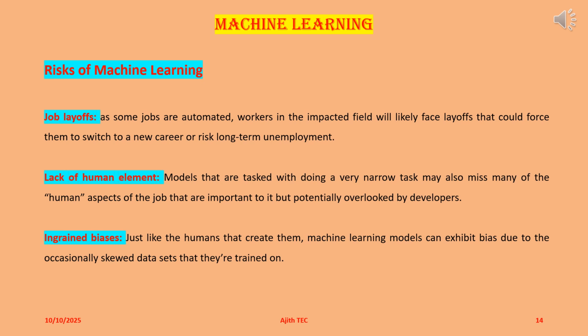Lack of human element. Models that are tasked with doing a very narrow task may also miss many of the human aspects of the job that are important to it but potentially overlooked by developers. Ingrained biases. Just like the humans that create them, machine learning models can exhibit bias due to the occasionally skewed datasets that they're trained on.